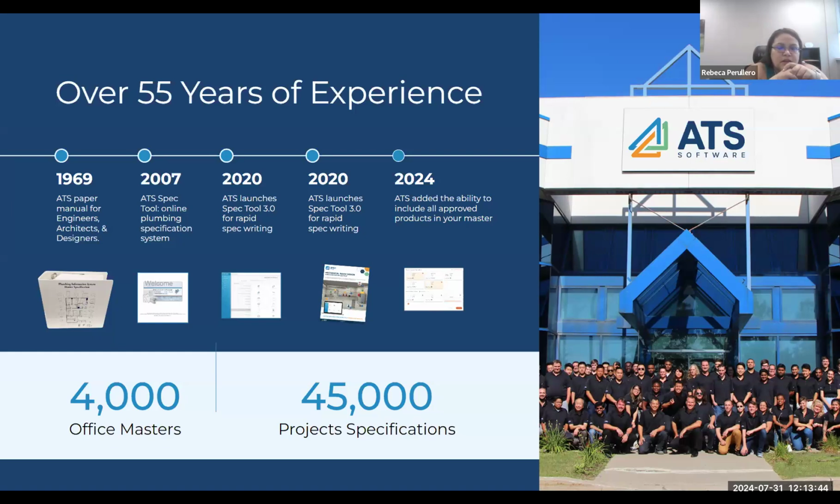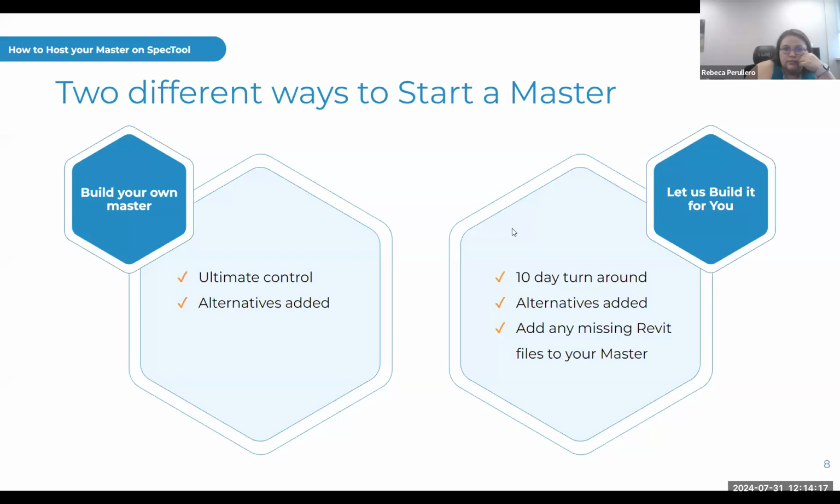And since then, we've added our ability to have templates and now to also add alternatives. Throughout our system, we've hosted about 4,000 different office masters. Some firms have one, some firms have 15, and we've generated about 45,000 different project specifications. So we know a little bit about masters, and we're trying to bring to you some of our experiences and learning from engineer and architectural firms across Canada and the US.